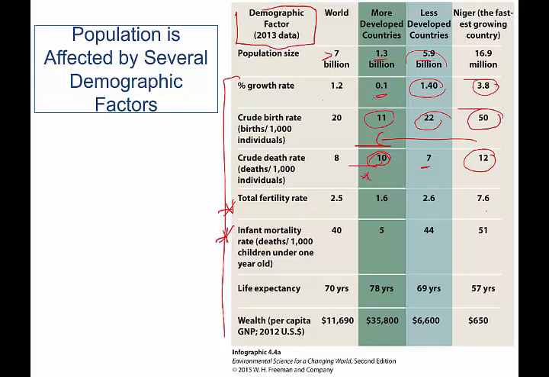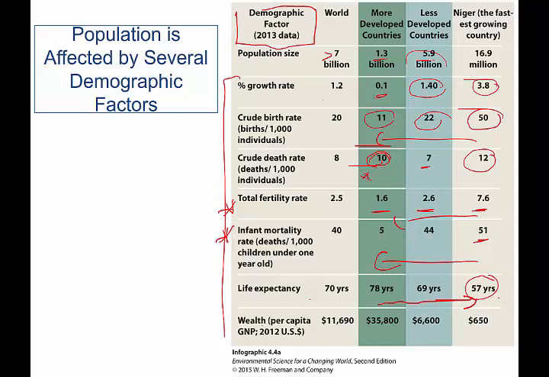Again, we have total fertility rate, which is the highest in Niger, second highest in less developed, third highest in more developed. Infant mortality rates, again, you're seeing this pattern here. Life expectancy goes the other way. But again, people live the longest in the more developed countries, then the second longest in the less developed, and in a very short period of time, 57 years in Niger.